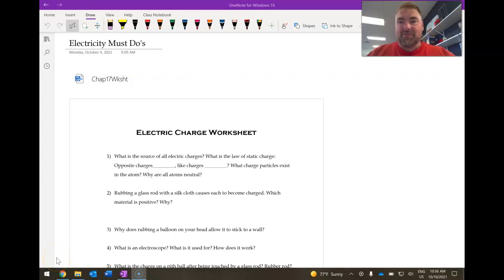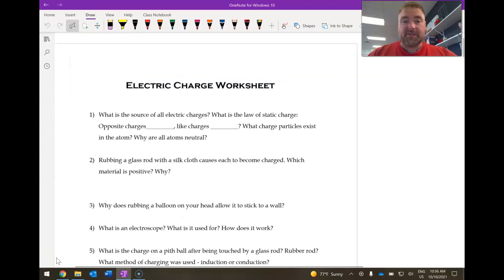Hi, in this video we're going to be looking at the electric charge worksheet. We're going to start off with the electricity basics. First off, what's the source of all electric charges? Well, that's charges or charged particles that are in the atoms.